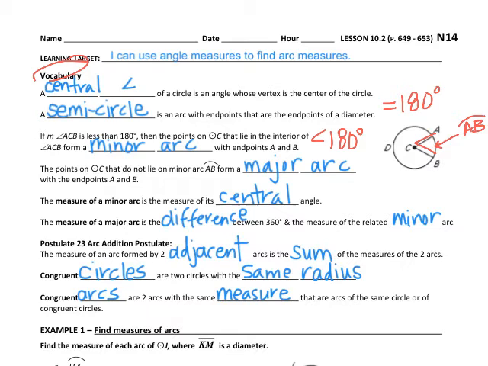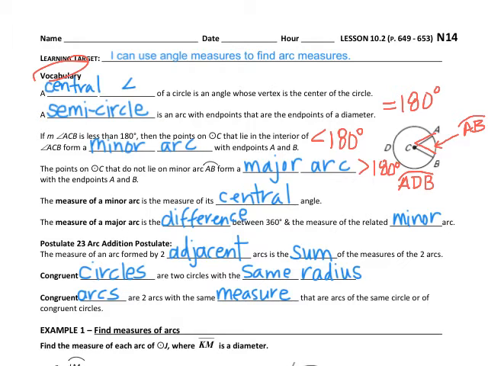Now, the difference between a minor and a major arc is that the major arc is going to be greater than 180 degrees, and we would actually write that with three capital letters. If we read this, the points on circle C that do not lie on minor arc AB form a major arc with endpoints A and B. So let's name the major arc in the diagram. That diagram shows major arc ADB.